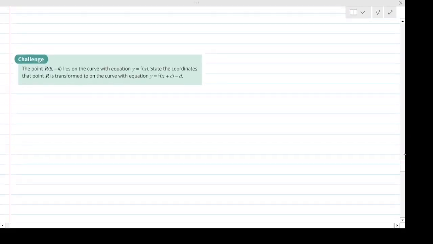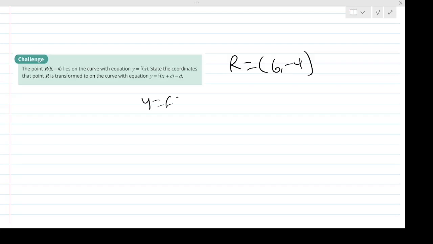Cool. Then we've got a challenge, which honestly is far easier than the question we just did. But let's have a look. The point R, which is R equal to 6, minus 4, lies on the curve of equation y is f of x. State the coordinates that point R is transformed onto the curve with equation y is f of x plus c, and then minus d outside.